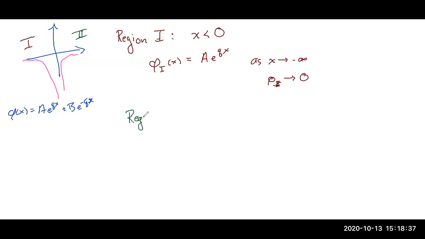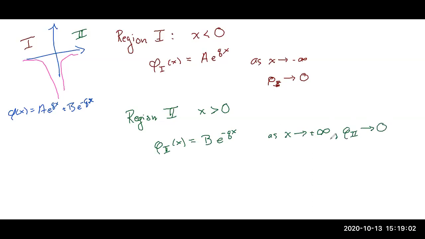In region 2, which is where x is greater than 0, then we have phi 2 of x. This is just going to have, I need to have the exponential decaying term, so e to the minus qx. So again, as x goes to positive infinity, I want my wave function to be decaying towards 0. So I need to have the minus sign out front. This helps quite a bit, and I can use this useful piece of information going forward.